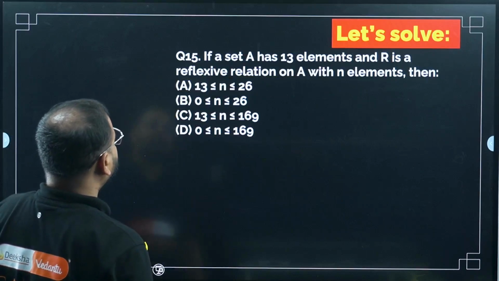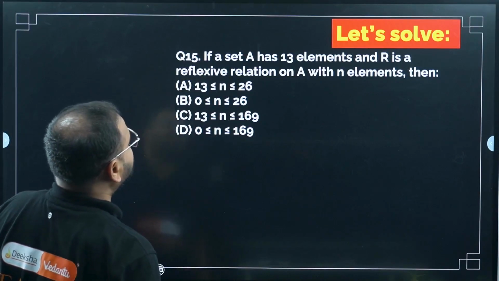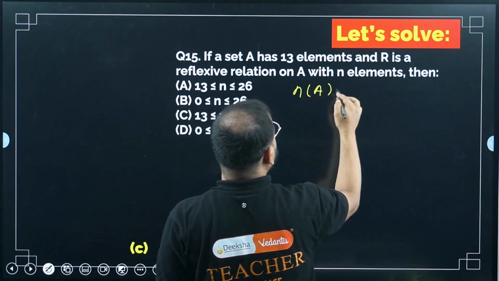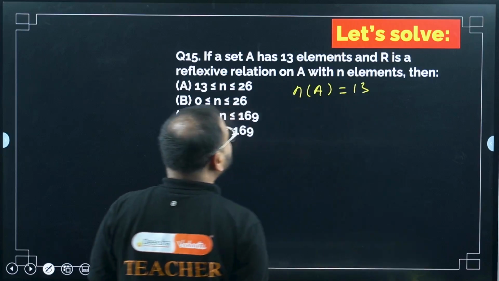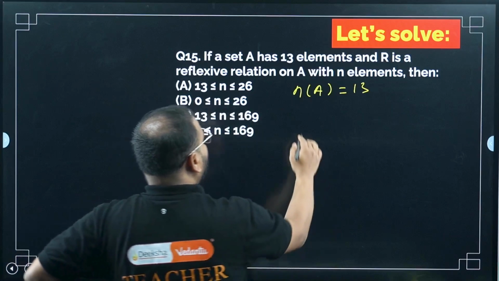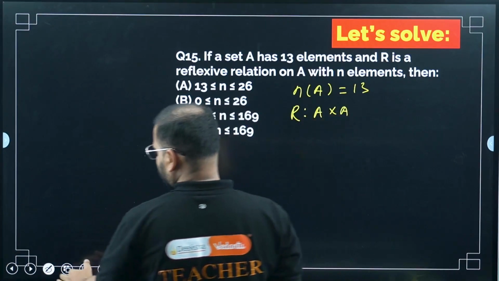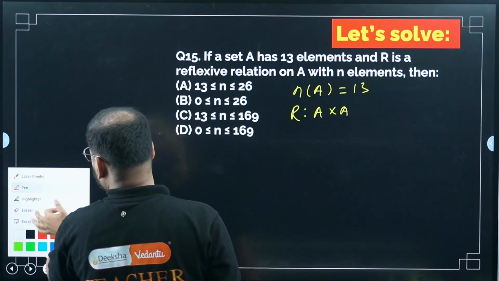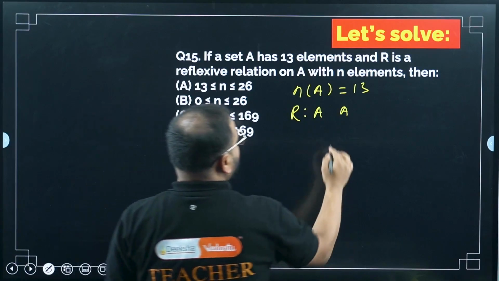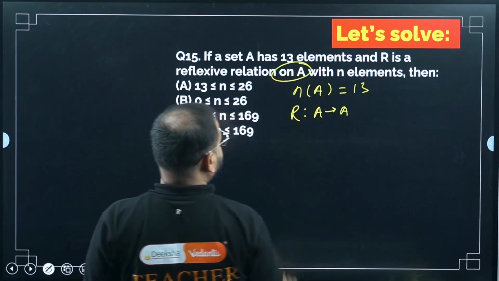Question number 15. If a set A has 13 elements, R is a reflexive relation. So set A, n(A) is what? 13. That's what they've given. Now they're saying relation R is defined like this. A cross A means A to A. If you want to write it as A cross A, that is also correct. The relation is defined on A to A, relation on A only.